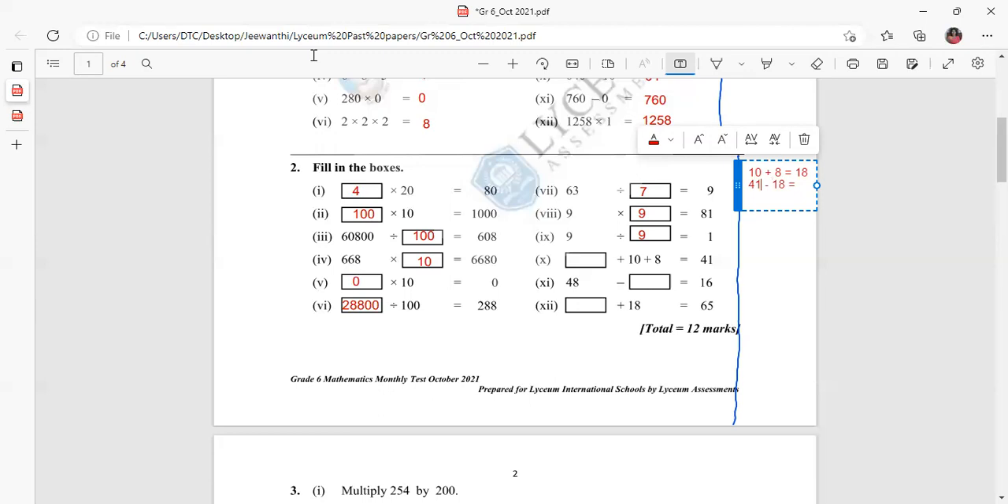What should be the answer? How do you deduct? 1 subtract 8, you can't do that. Therefore, you want to borrow. So then 11 minus 8, it should be 3. Then you have 3. 3 minus 1, it is 2. So then the answer should be 23. The answer should be 23.